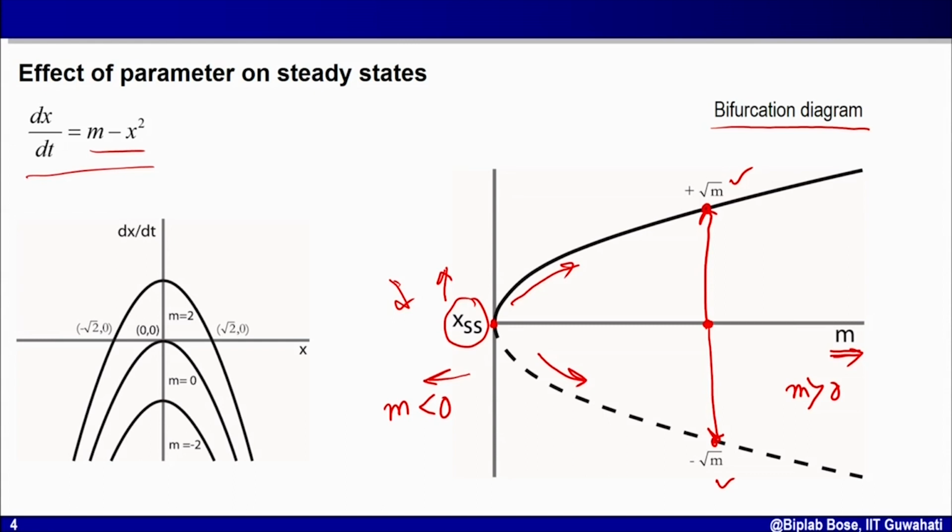Notice one thing, the upper line is bold and filled, the lower line is dotted. I have used this dotted line to represent that the steady states along this line, if you take any steady state, these are all unstable steady states. I will show how to calculate the stability of a steady state on a bifurcation diagram. For the time being, let us move into a different system.